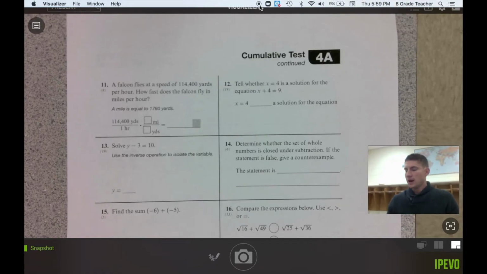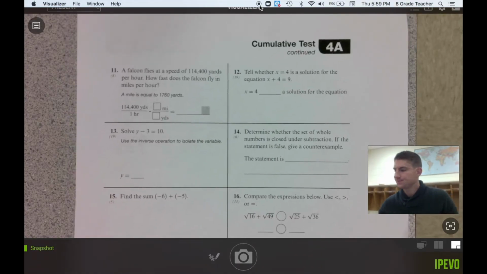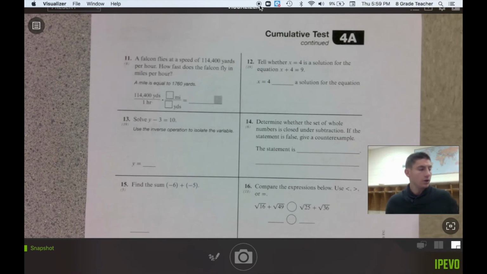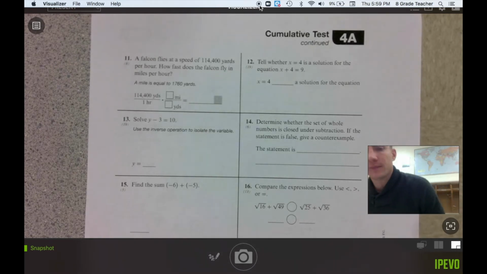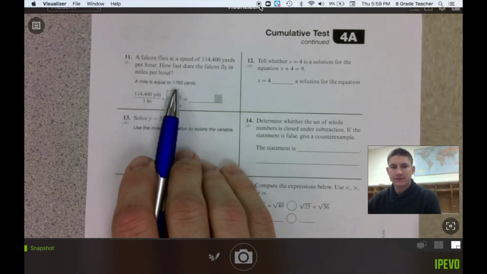That's the front page. Let's get to the back. Onto the back side, number 11. A falcon flies at a speed of 114,400 yards per hour. How fast does the falcon fly in miles per hour? Here the hint that it gives us is the actual conversion rate between miles and yards. It says a mile is equal to 1,760 yards.